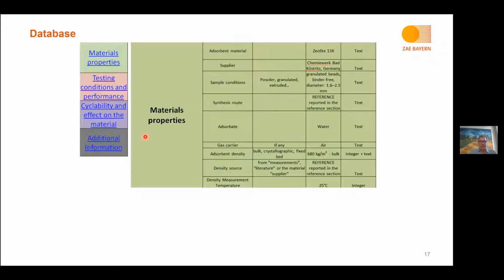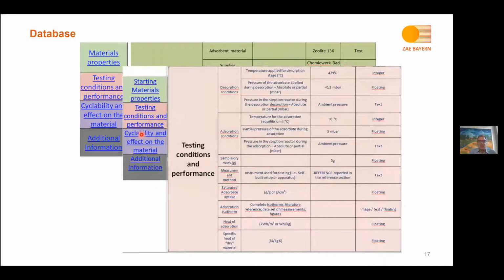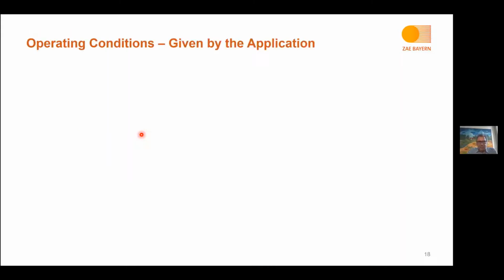As you can see here, you have 4 different folders. You can open here the material properties, and then you go to the testing conditions, because thermochemical processes are very much depending on the operation conditions and so on. So this is under construction, I would say.